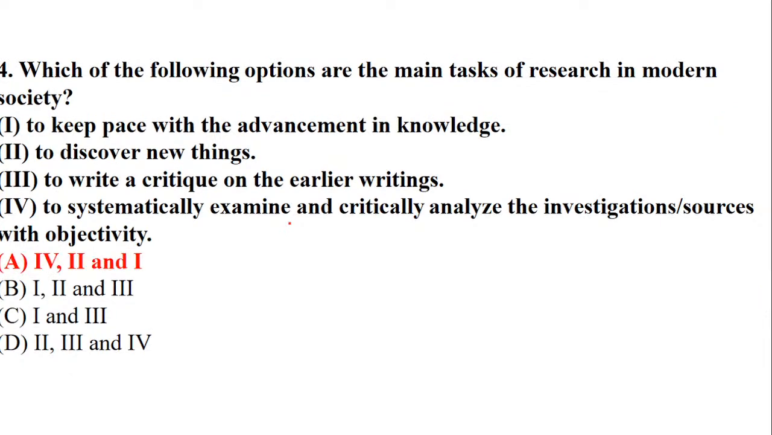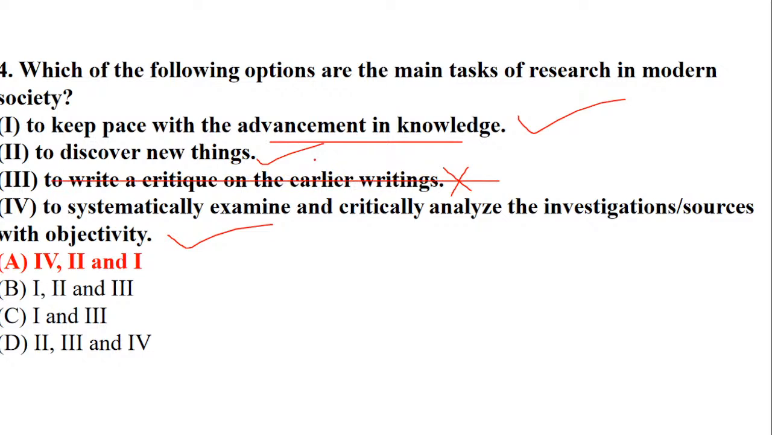Let's understand which of the following options are the main tasks of research in modern society. Modern society means the current, contemporary society, where advancement is required, so advancement plays an important role. To discover new things, yes. To write a critique on earlier writing is something unethical. To systematically examine is a characteristic of research, and to critically analyze the investigation. So from the given four options, option 3 is your odd man out.